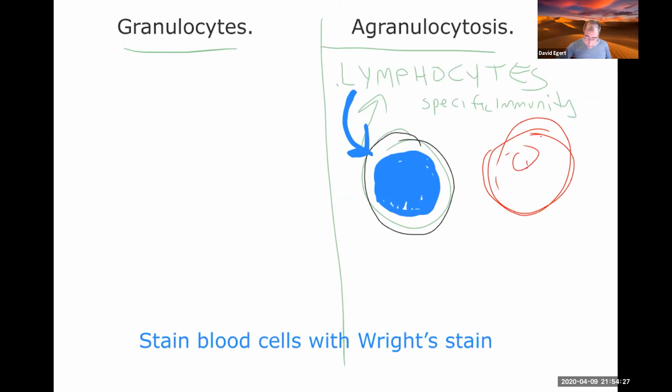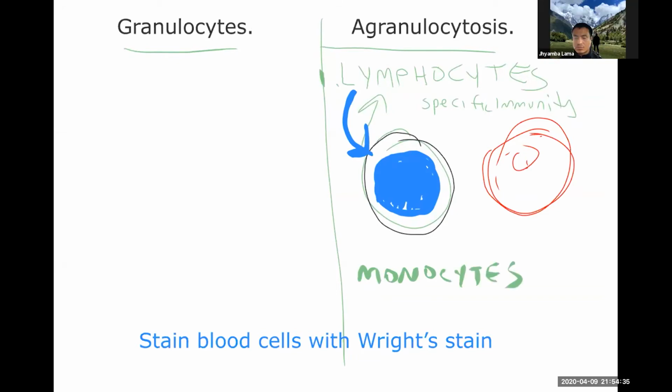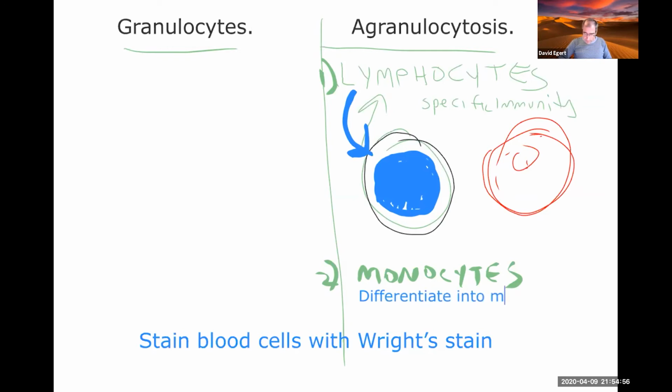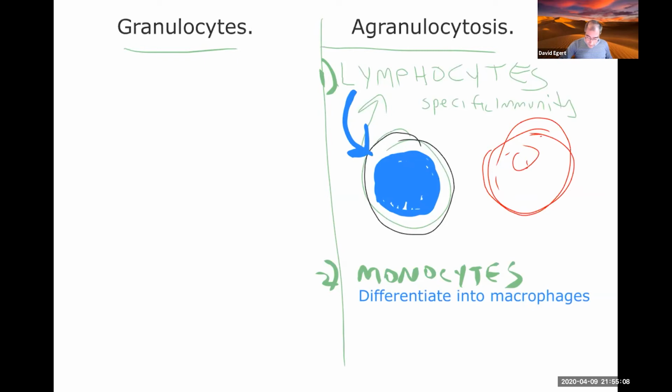The other kind of agranulocyte are the monocytes. These are the ones that turn into macrophages once they leave your bloodstream. The formal thing we would say is they differentiate into macrophages. So once they leave your bloodstream, they turn into macrophages, the big eaters. And they're big.